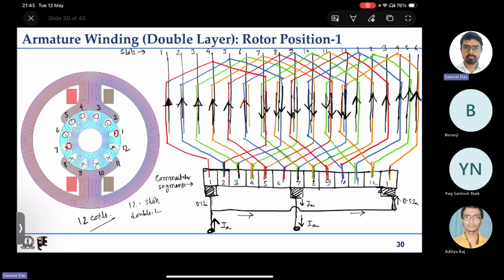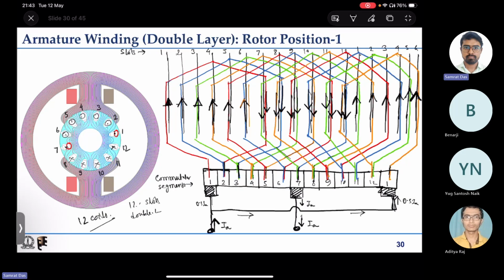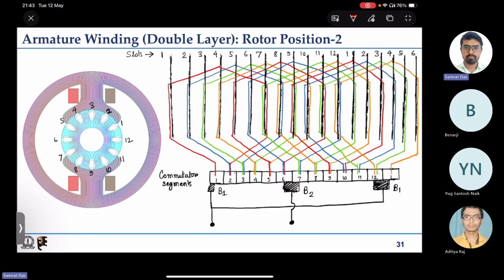There is no commutation, basically the brush is touching only one commutator segment, so no coil is being shorted, so there is no problem. But the next one, the same picture I have drawn previously only, so that we do not lose any time. So here you can see that our slot number 1 was here, the one with red I had indicated here. Now the rotor has actually moved in the anti-clockwise direction. So the slot has come here, the red one has come here, the coil 1 has come here.